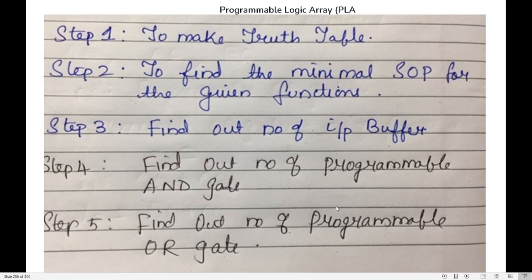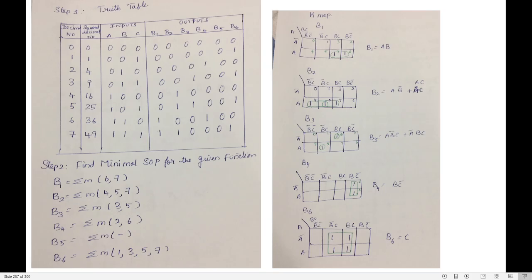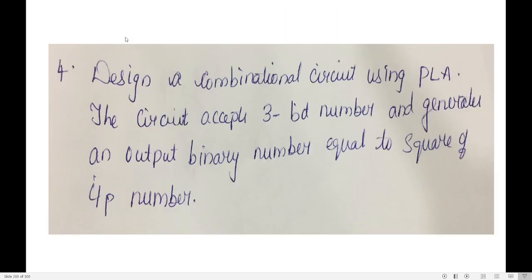So we know the steps to design a PLA. It's just 5 steps. The first step is we need to make the truth table. Let us start with making the truth table. So what is my question? Can you see the question again?